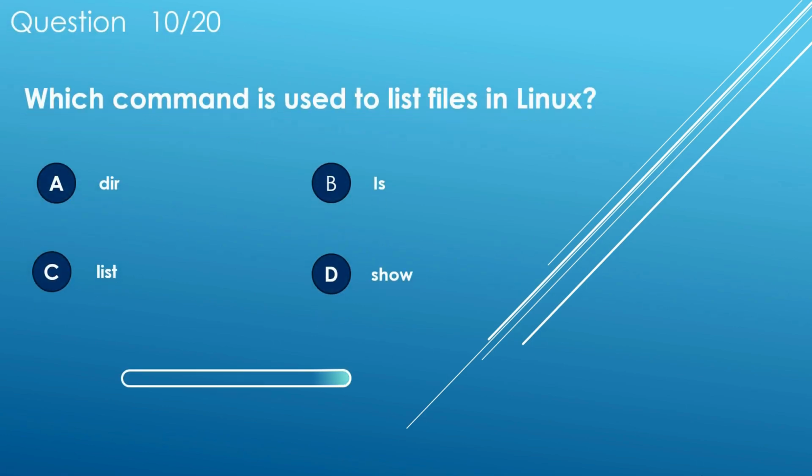Which command is used to list files in Linux? A. dir. B. ls. C. list. D. show.